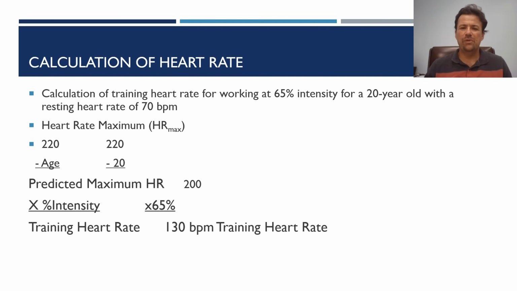So here we have a simple example, and good students should be able to work out this example of someone who wants to work at 65% intensity and is 20 years old. You can see the maths again. Predicted maximum heart rate is 220 minus 20, which is 200. 200 times 65% gives you a value of 130 beats per minute, and that's your training heart rate.